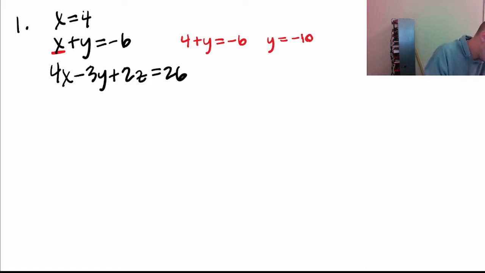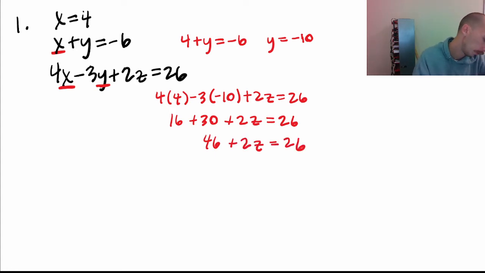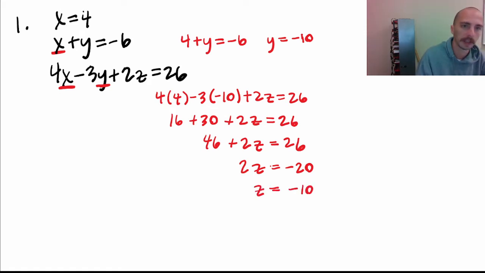And then I will substitute on x with 4 and y with -10. And then I'll have, okay, 4 times x minus 3 times y plus 2z equals 26. All right, so I've got 16 plus 30 plus 2z equals 26. 46 plus 2z equals 26. So I'll subtract 46 from both sides. Okay, 26 minus 46 would be -20. I'll divide both sides by 2, and I'll get z equals -10. So my solution is x equals 4, y equals -10, and z equals -10.